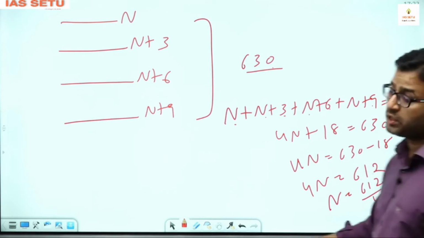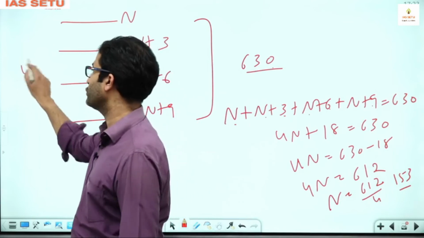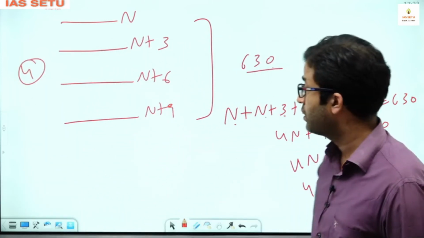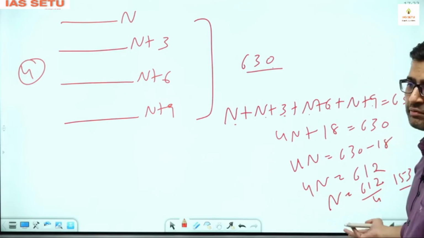It is a natural number, so the number of rows being 4 is also possible. So we can have 4 rows. Yes, it has to be a natural number. If it is a natural number, okay, otherwise not.